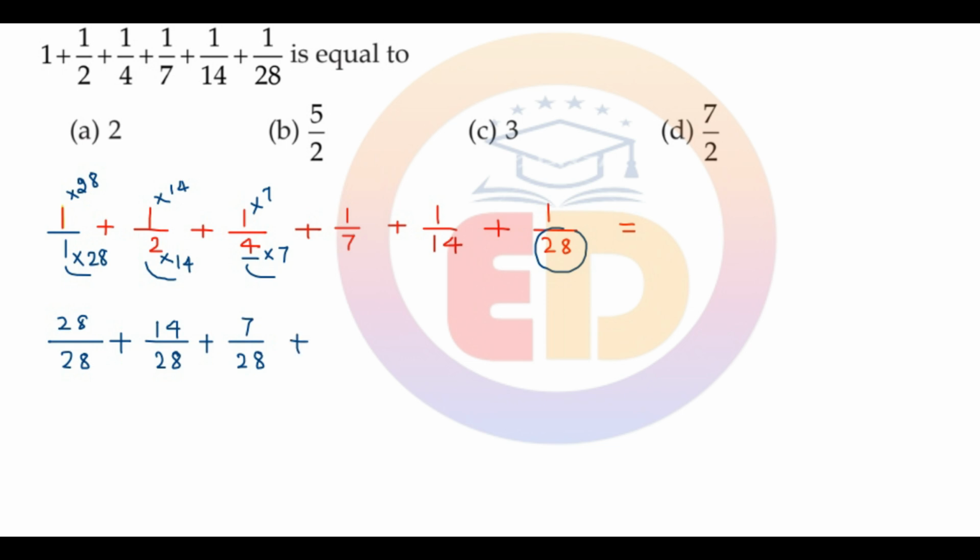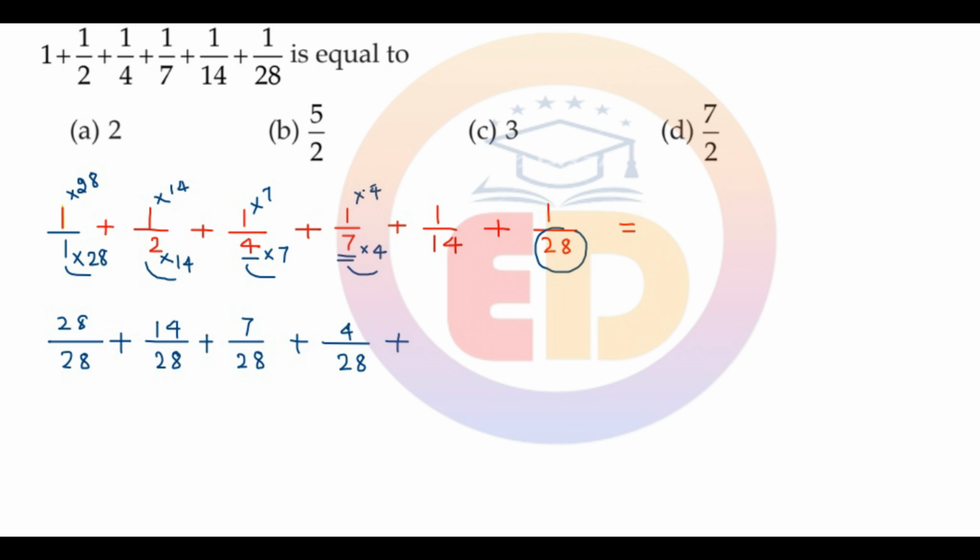Next fraction, 1 upon 7. I have to convert the denominator 7 to 28, and for that I will multiply 7 by 4. 7 into 4 will give me 28. Now, if I am multiplying the denominator by 4, I have to multiply the numerator also by 4. So 1 into 4, my numerator will be 4 upon 28.